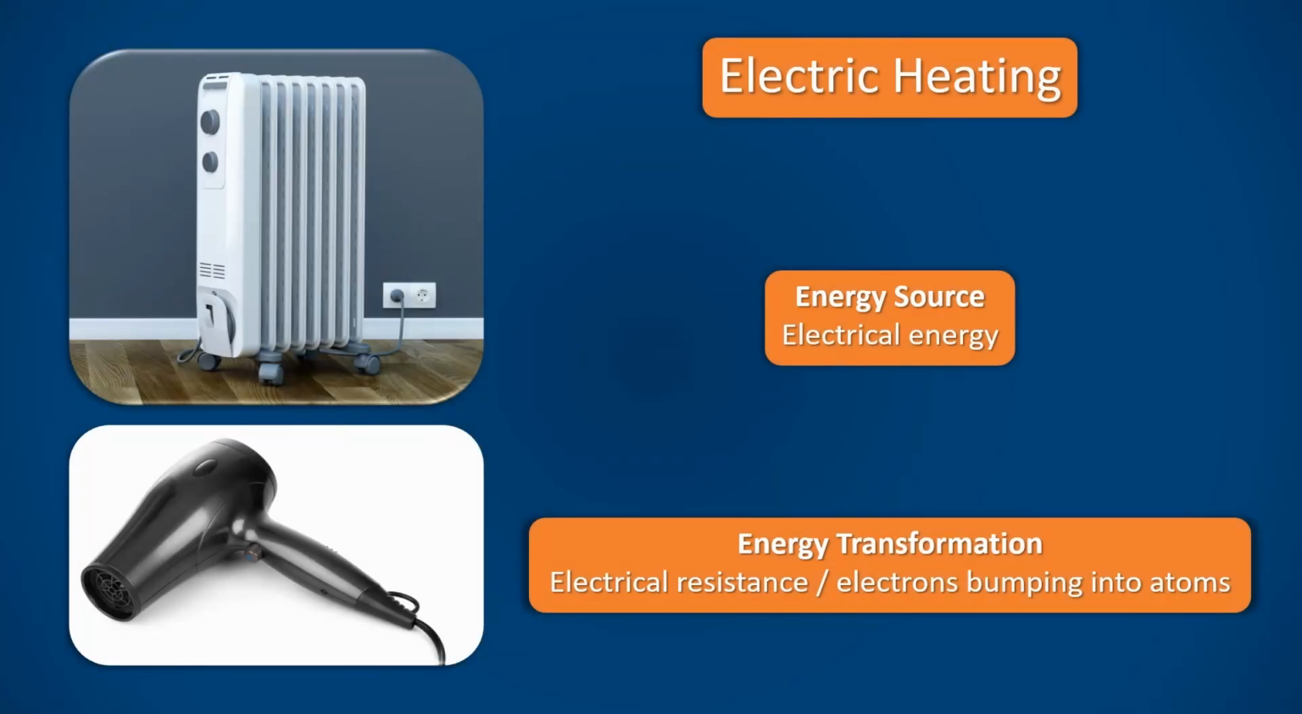And finally, you may also have a station with an electric heater or an appliance like a hairdryer, which may require adult supervision. Students should think about how the moving electrons bounce into the atoms in the heating element, causing them to jiggle about, turning electrical energy into heat.